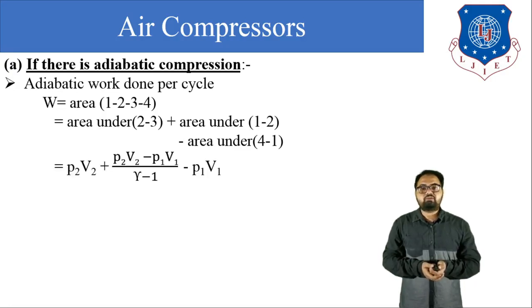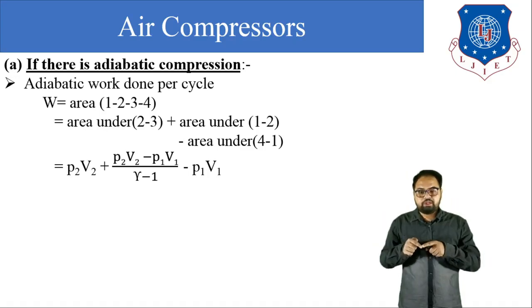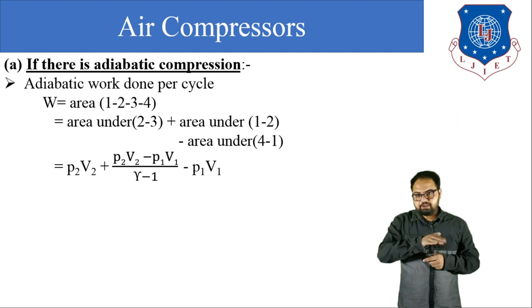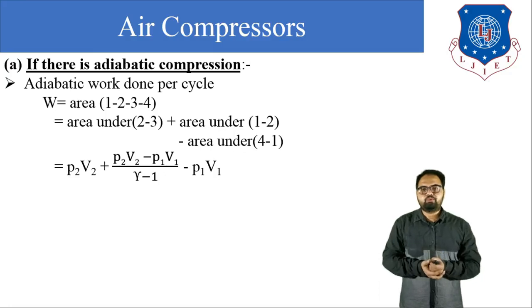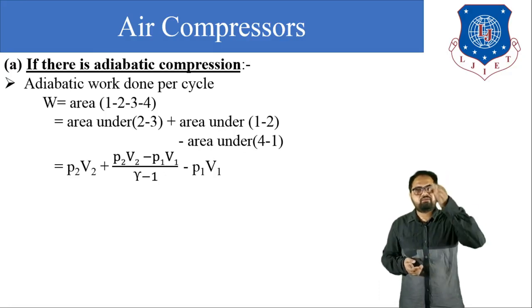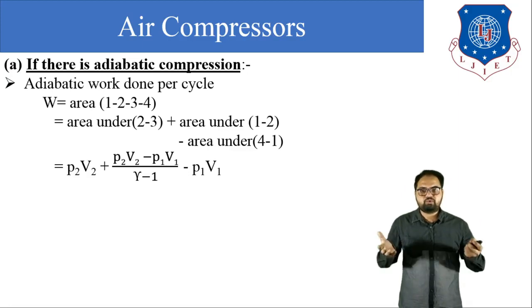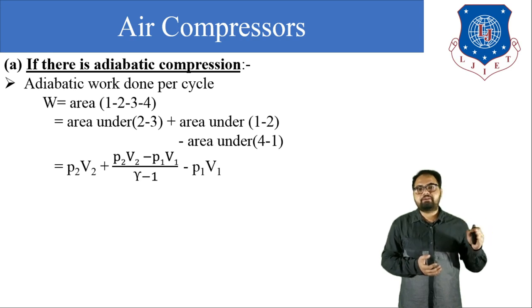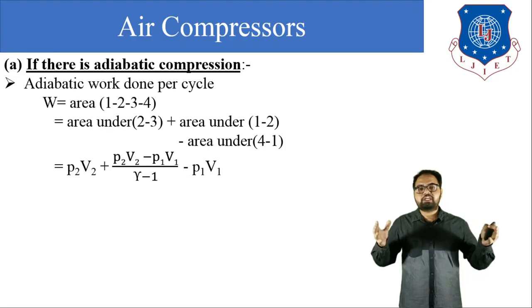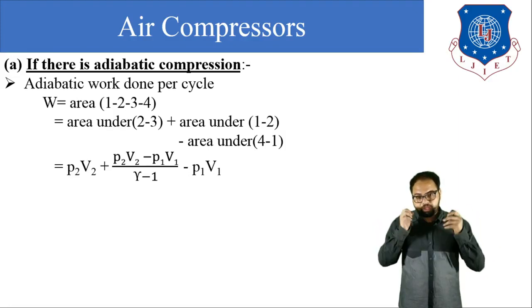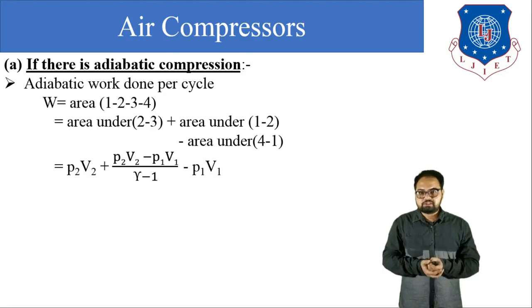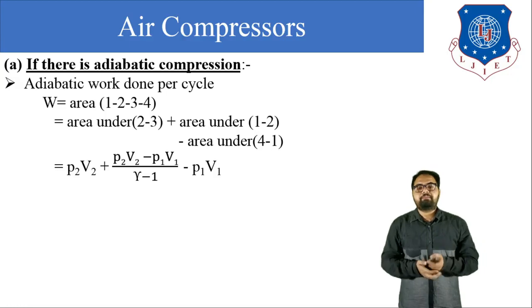Okay, so area under the curve 2 to 3 is a square. Its length is P2 and breadth is V2, so it is the multiplication P2 V2. After that, the area under the curve 1 to 2, that is the adiabatic compression process, and we know the equation for adiabatic expansion is P1 V1 minus P2 V2 divided by gamma minus 1. But here in this case the compression of the air takes place, so the terms will be reversed, so the equation will be P2 V2 minus P1 V1 divided by gamma minus 1, and minus the area under the curve 4 to 1, that is P1 V1.